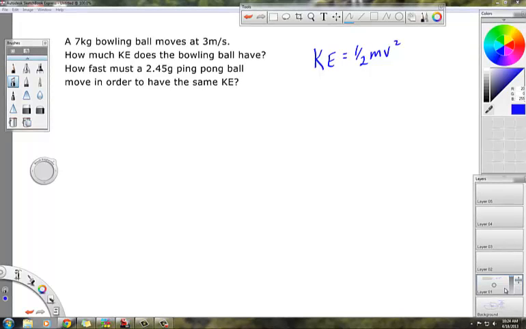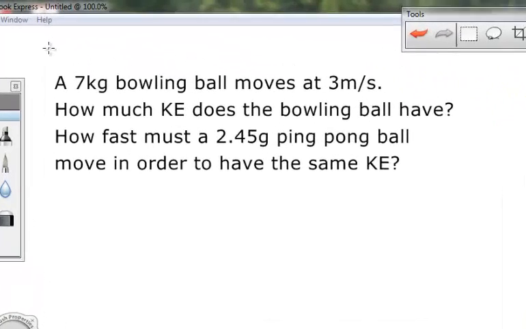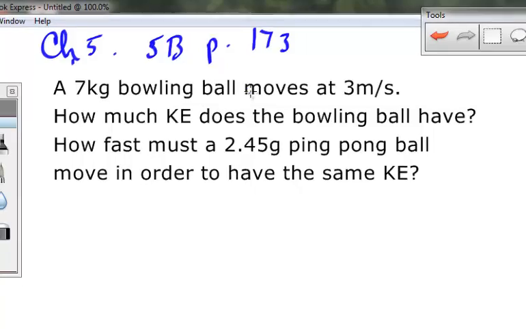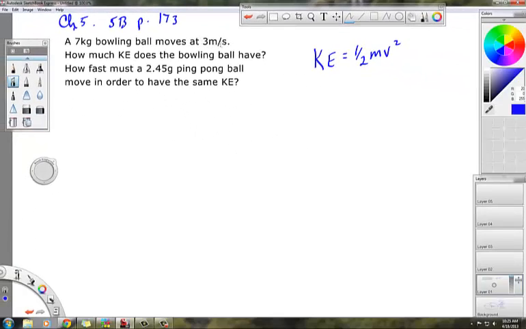Welcome to physics class, and we are talking about the kinetic energy of this bowling ball versus ping pong balls. And here's what the question basically asks. This is chapter 5, and this problem is sample problem 5B on page 173. It says a 7 kilogram bowling ball moves at 3 meters per second. How much kinetic energy does the bowling ball have? That's question 1. We're going to do that right here.